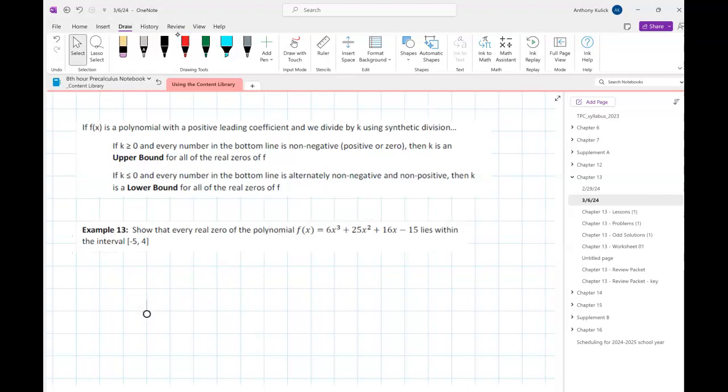But this example problem says, show that every real 0 for the polynomial f of x lies within the interval -5 to +4. So to do that, I'm going to do a synthetic division with -5.